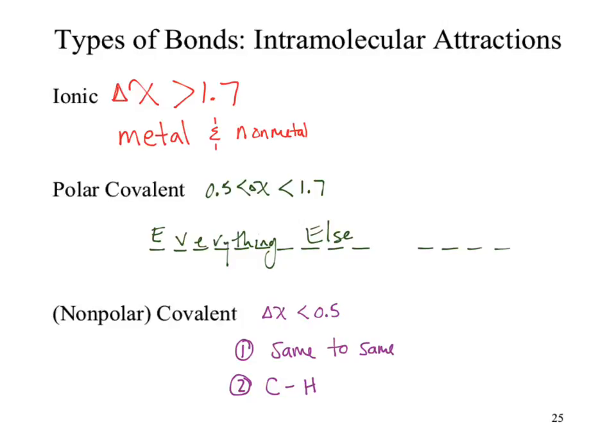So I need to memorize two definitions. The definition for nonpolar covalent and the definition for ionic. If my structure doesn't match one of those definitions, it is now polar covalent. And I've classified the bond type.